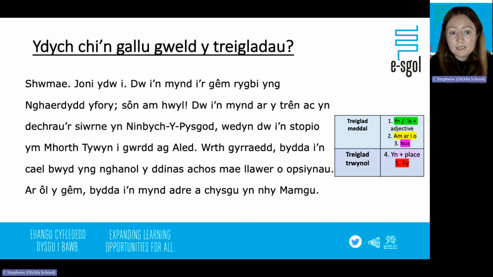So on the right hand side there, I've got a little grid which says treiglad meddal, which is, there's another video on if you want to look at that in more detail, the soft mutation, when to use that, and then the treiglad trwynol, which is what we focused on today, and that is after fy, meaning my, and yn plus a place or a location. Okay, so it may be handy for you to do a little grid and for you to have that little note. There's nothing wrong with you writing that in pencil by the side so that you remember when you need to use these, and the more you become familiar with this, the easier and the more natural it will come to you.